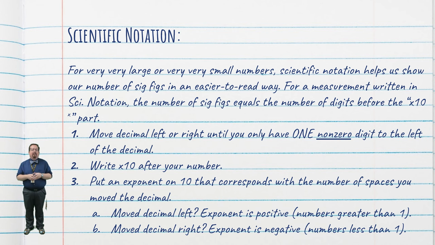The important thing I want you to understand here is that when we're looking at a measurement in scientific notation, no matter how many zeros are in it, you can assume that all of the digits written before the times 10 to the part are significant.